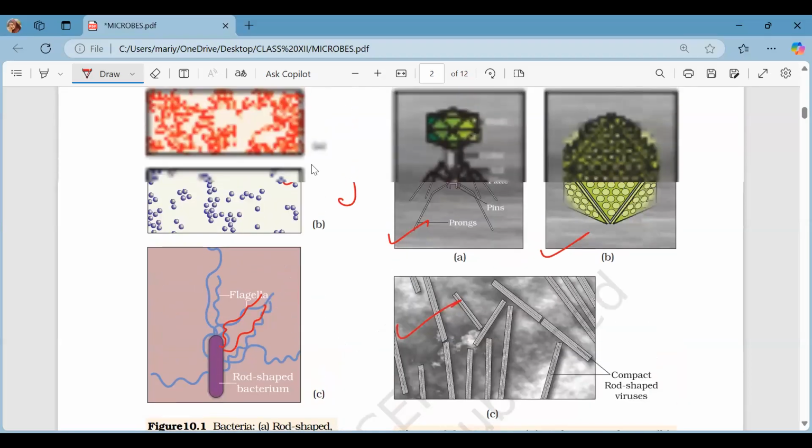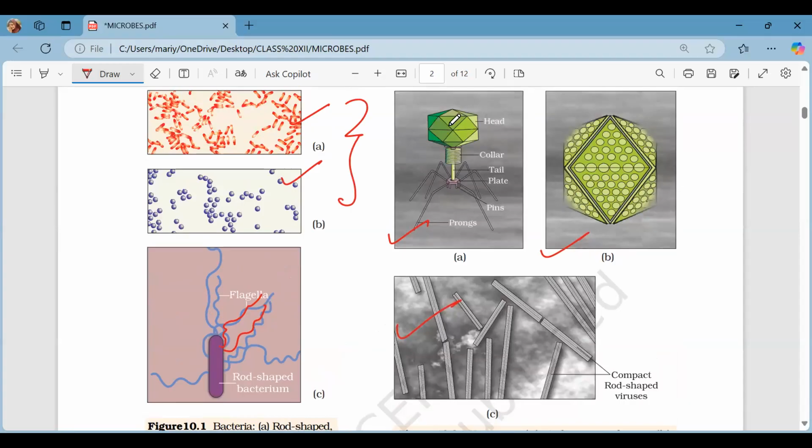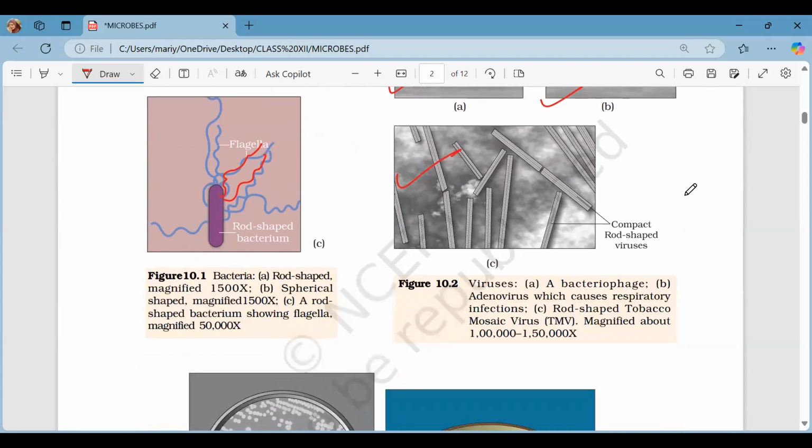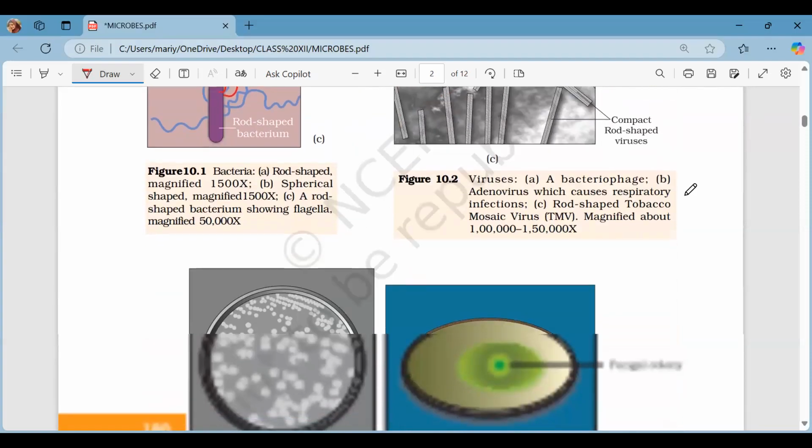The first one is a bacteriophage, the virus that infects bacteria. The second one is adenovirus, and the third one is tobacco mosaic virus. All of these are different kinds of virus. Some of them are plant viruses, some are human viruses.